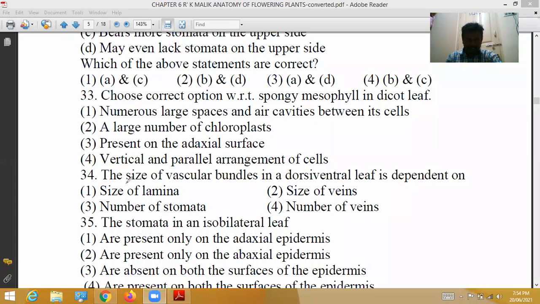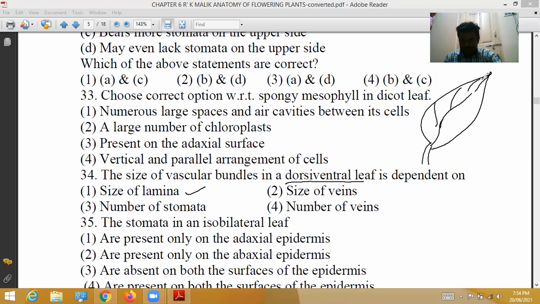Next question, 34. The size of vascular bundles in a dorsiventral leaf is dependent on the size of the lamina. For the dorsiventral leaf, we will see it this way. Leaf arrangement will be there.